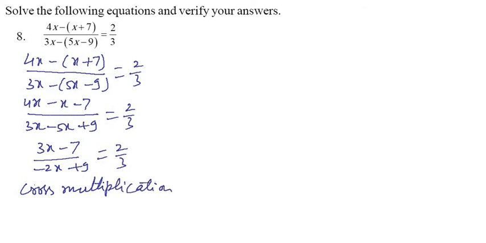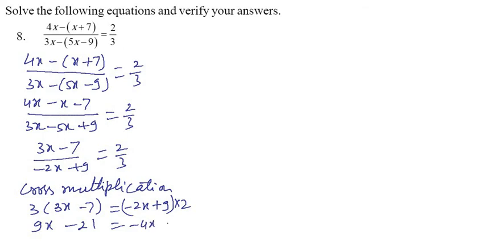So what will happen? Here 3 is multiplied to 3x minus 7, and here minus 2x plus 9 is multiplied by 2. So 3 times 3 is 9x, minus 3 times 7 is 21, and here 2 times 2x is minus 4x, and plus 2 times 9 is 18.